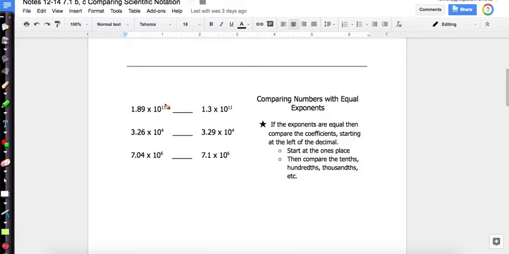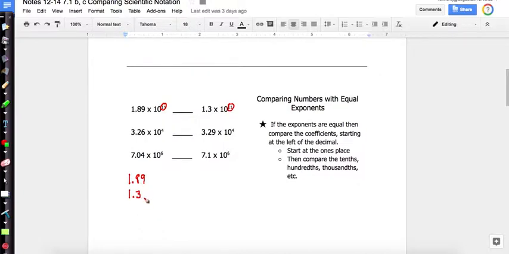So we look here, and we notice that both exponents are the same. So what we're going to do is we're going to line them up down here. So write down 1 and 89 hundredths and 1 and 3/10. Now notice they don't both have the same amount of numbers.